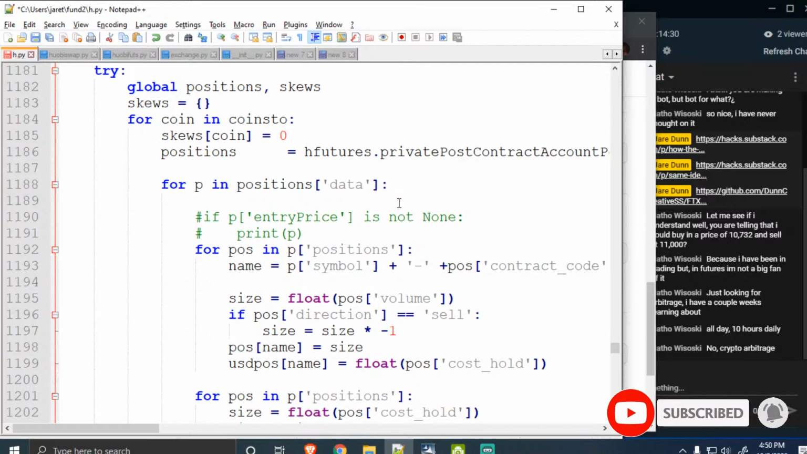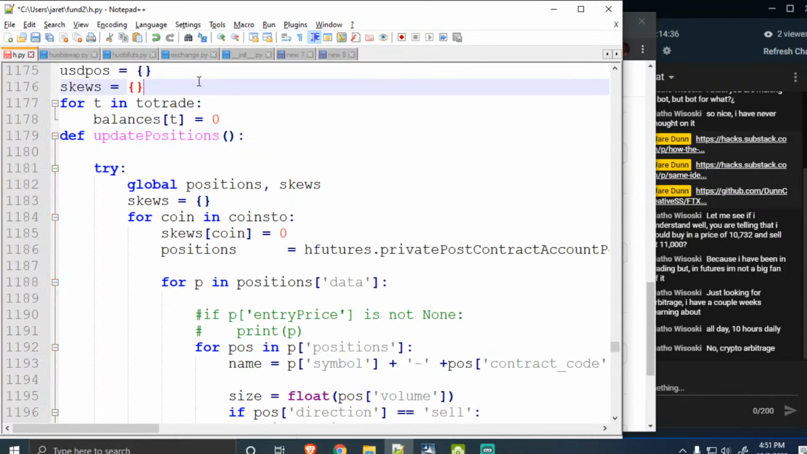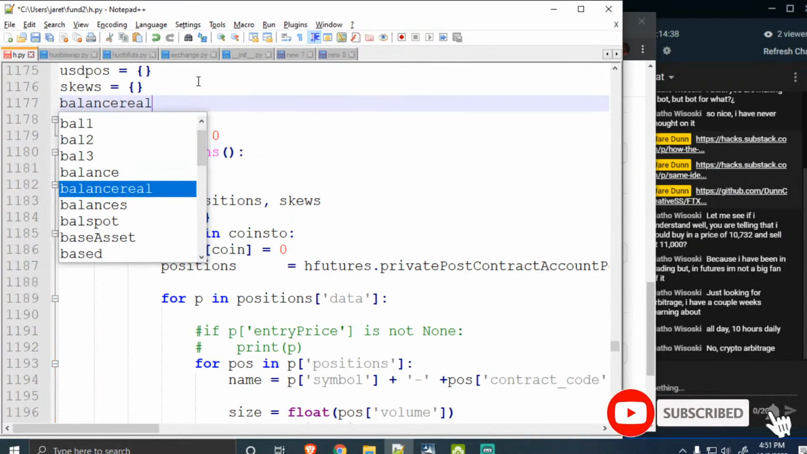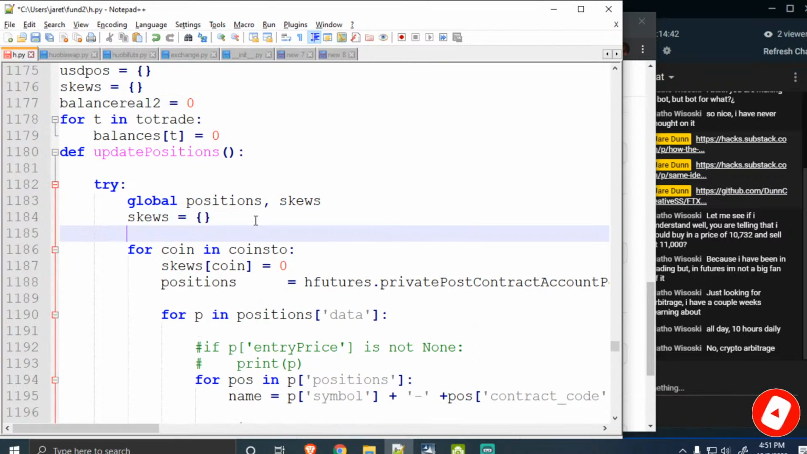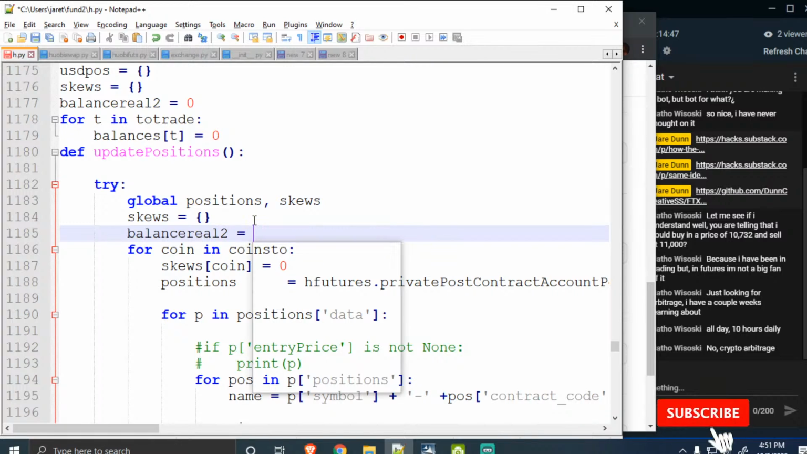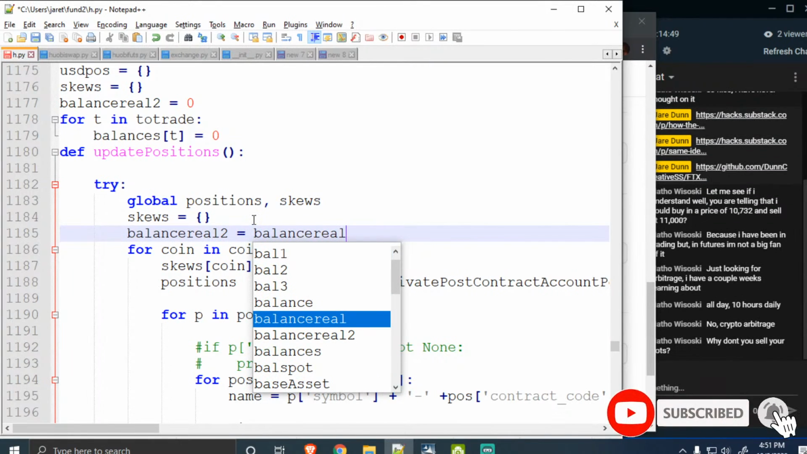So for every position, let's make another variable, balance real 2 equals 0. So for coin and coins, do balance real 2 equals 0. Actually balance real. Actually balance.